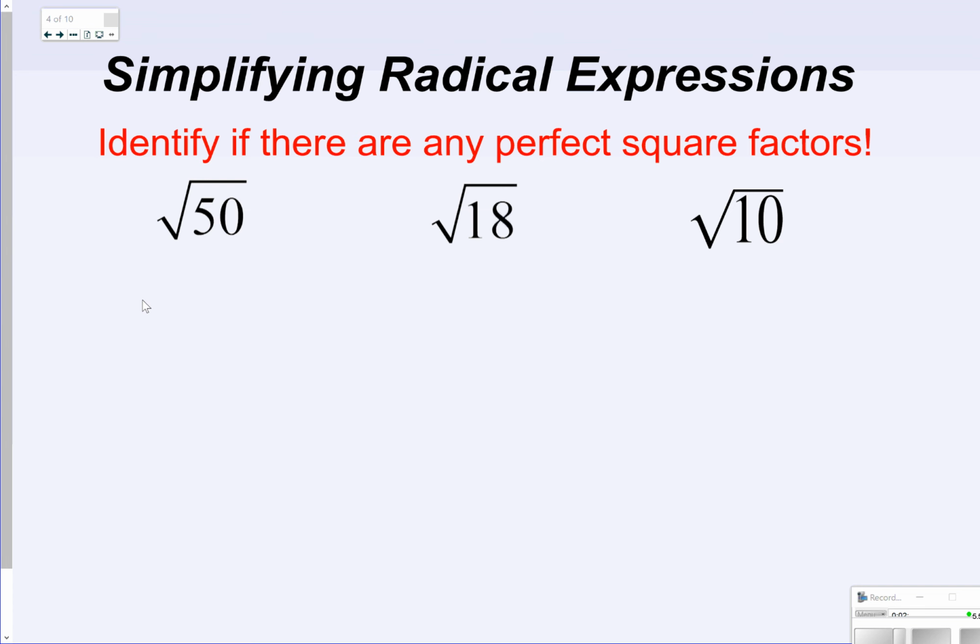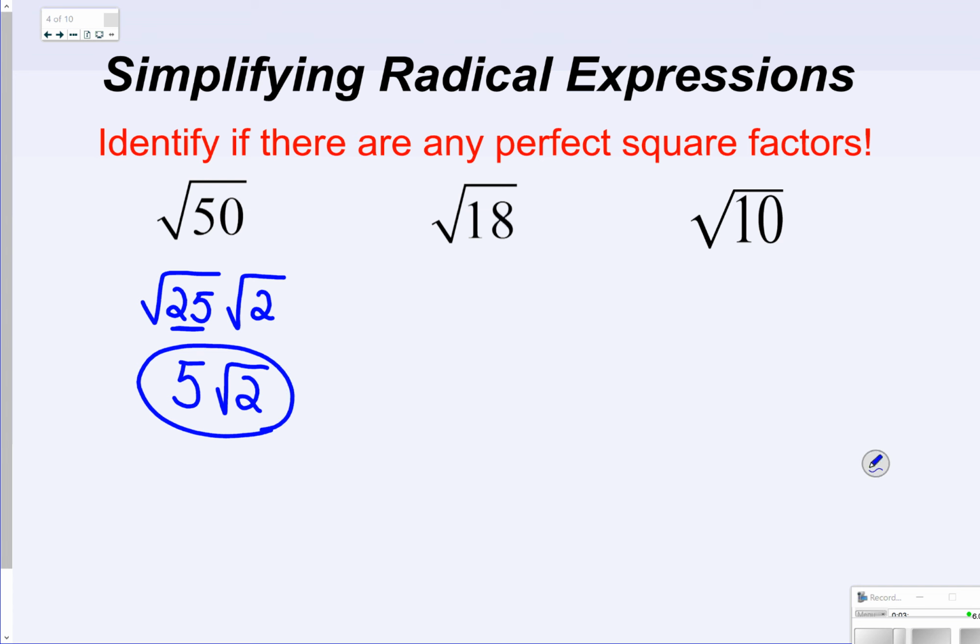So let's go back and think about what our factors of 50 are. And if we think about it, the square root of 50 is actually the square root of 25 times the square root of 2, because 50 is 25 times 2. And that's important to know because 25 is a perfect square. So our next step would be to say that the square root of 25 is 5, and we keep the square root of 2 since that can't be simplified anymore. So now this is a simplified radical expression.